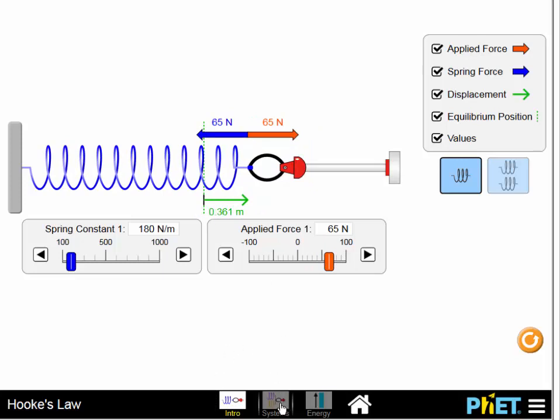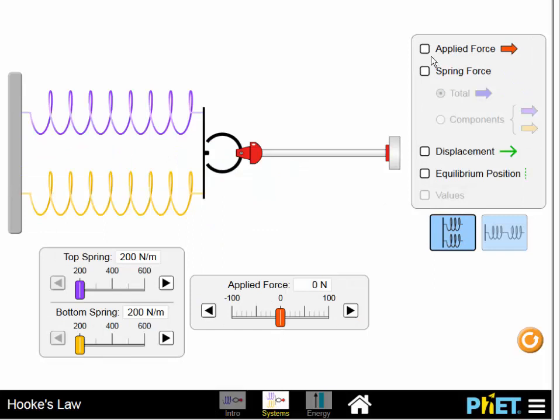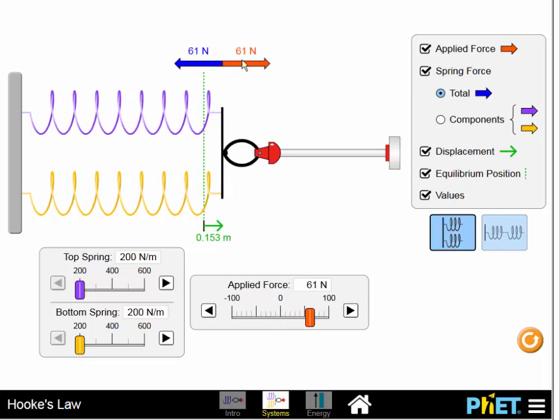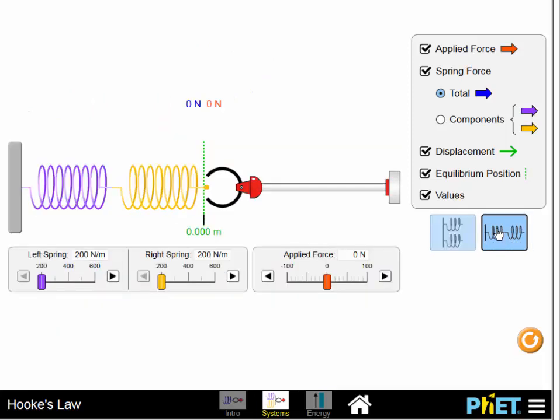And the systems tab is right down here, and you're going to do the same thing. You're going to apply that force, measure the displacement, take the force divided by the displacement, and you're going to have the spring constant. And we can do springs in parallel or springs in series, pretty much the same thing.